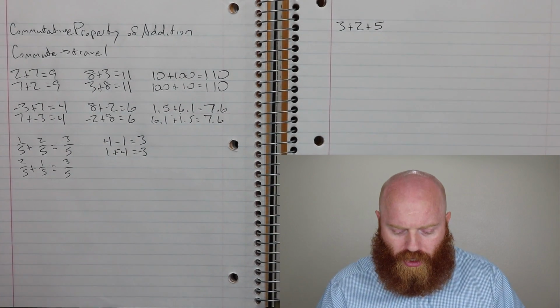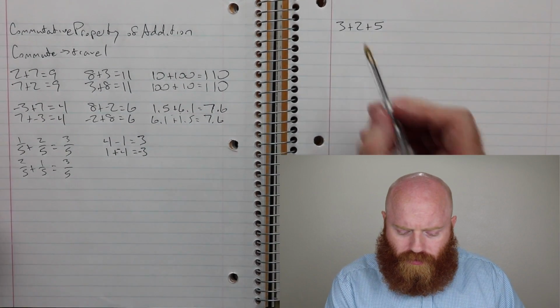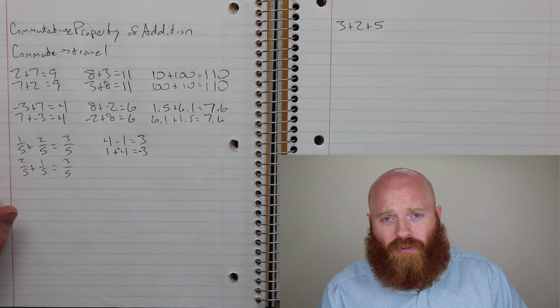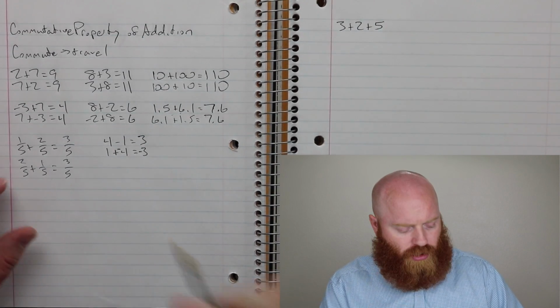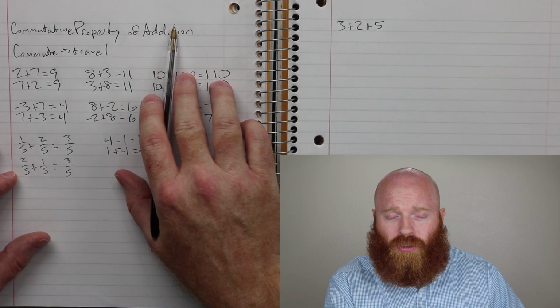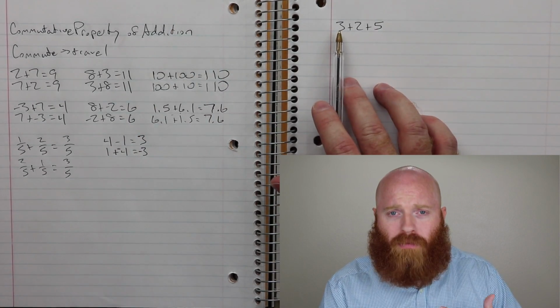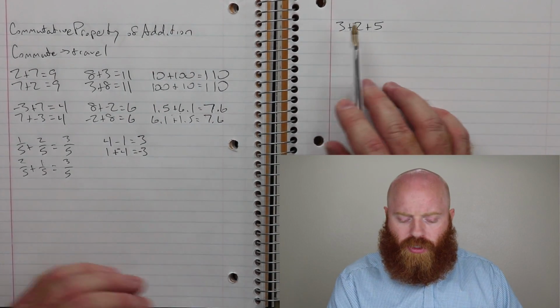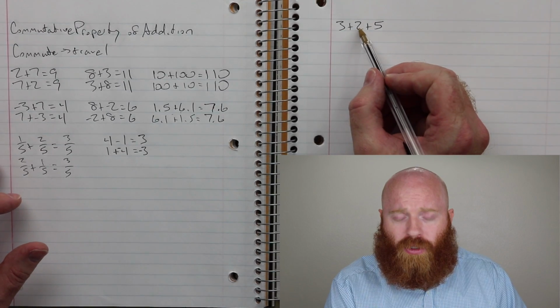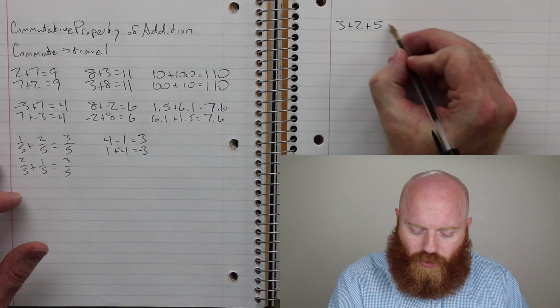Well, I'll tell you what. The order of operations says I need to add from left to right. We're Westerners, so we read words from left to right. Well, math is a language, and we also need to read math from left to right. So we're going to add from left to right. 3 plus 2 equals 5, and then 5 plus 5 equals 10.